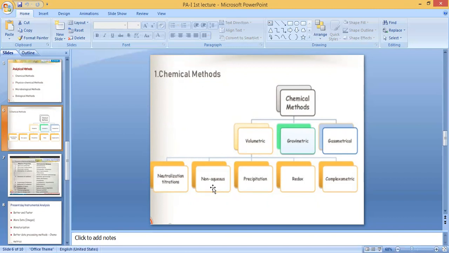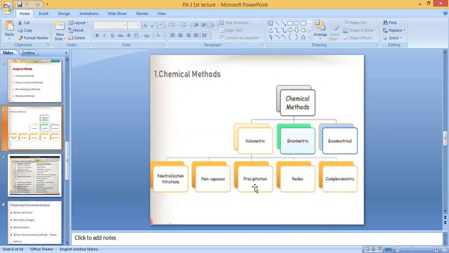Third type of volumetric analysis is the precipitation titration. If the drug substance or the analyte contains majorly halides in it, for example halide in the form of either chlorine, bromine or iodine, for that type of analyte we are going to perform precipitation type of volumetric titration. In precipitation titration, a standard solution of silver nitrate is used.